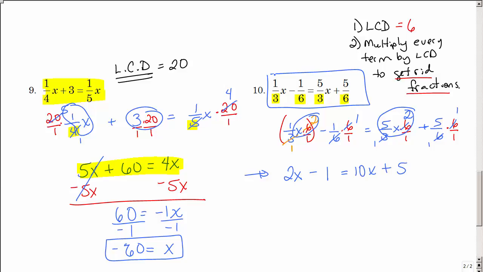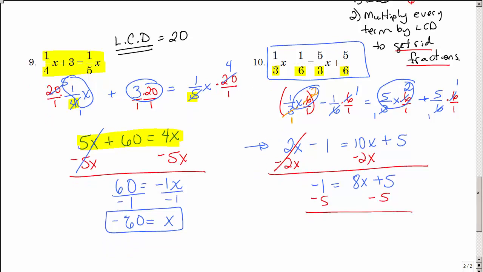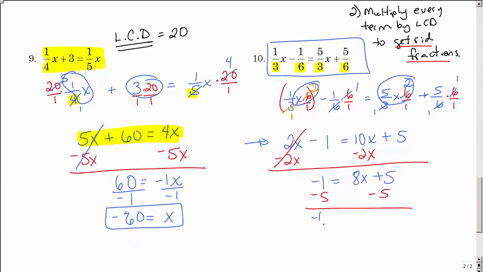Now I'm going to get my x's together, and I'm going to choose taking them to the left. Actually, I guess I'm putting them on the right. So I'm going to bring down that negative 1, and I have 8x plus 5. Now I'm going to subtract 5 from both sides. And I get negative 6 equals 8x.